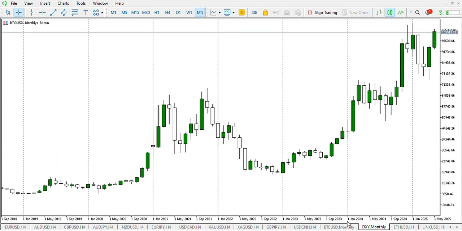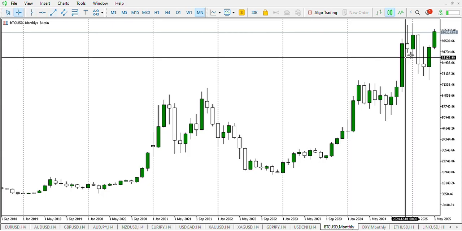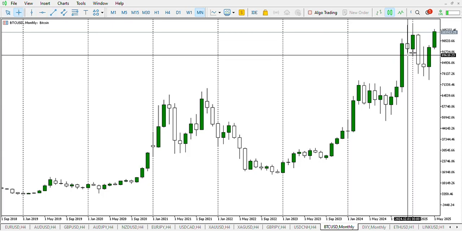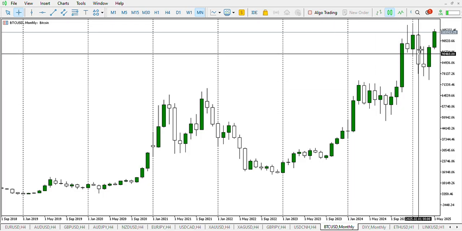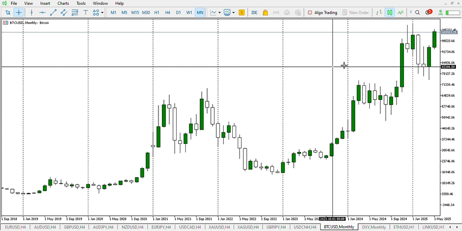For BTC USD, we can see that for the year 2024, the market closed with a sell candle at the top. So we are going to ignore this pair. We are not looking out for any yearly market outlook on the BTC USD.